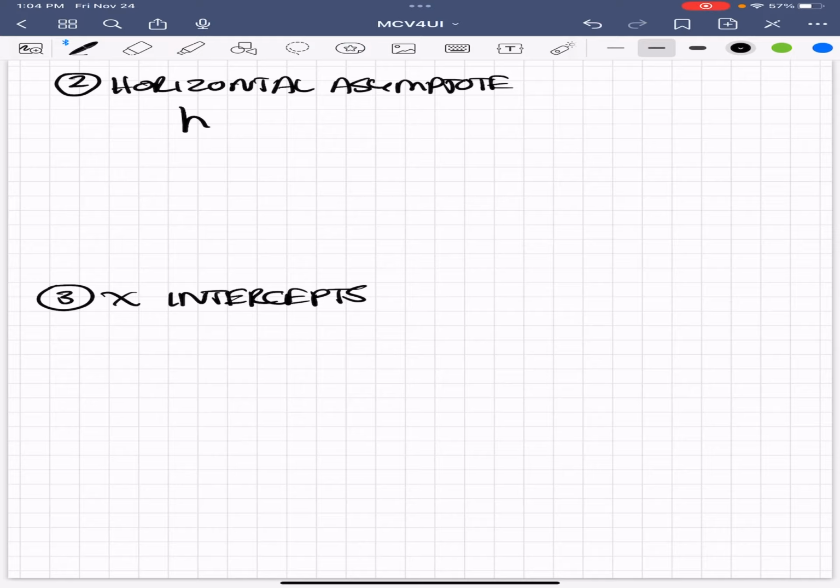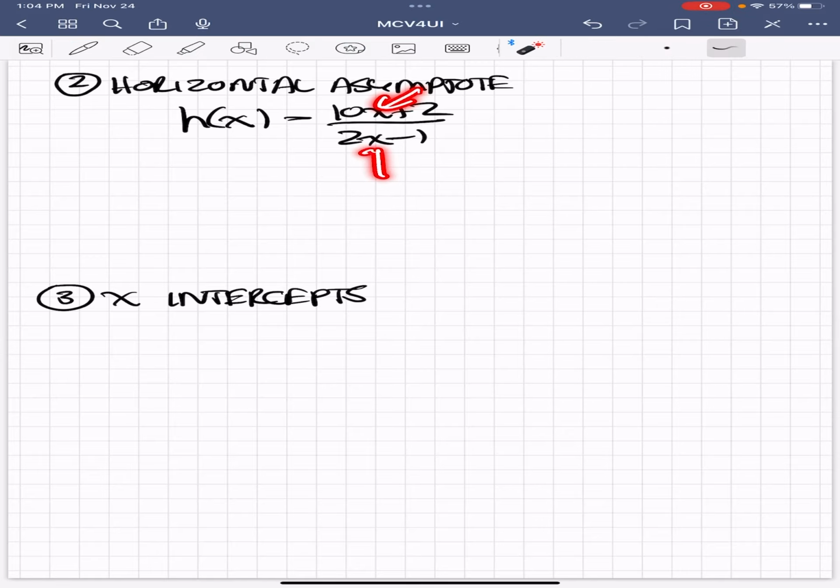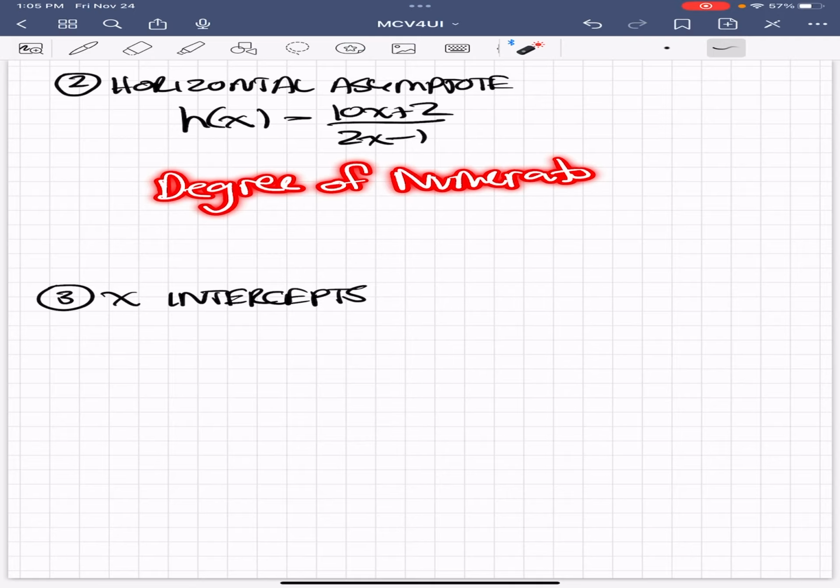And then we look at our function h of x equals 10x plus 2 over 2x minus 1. As you can see here, the degree just means the highest exponent of x, whether that be on the top or the bottom. So I see here that I have an x to the power of 1 and an x to the power of 1, and that's all I see. So that means the degree of the numerator is equal to the degree of the denominator.